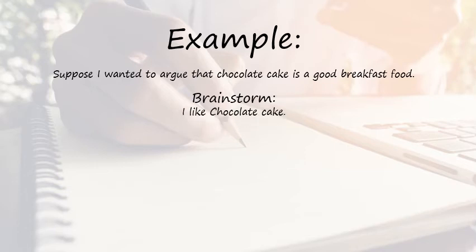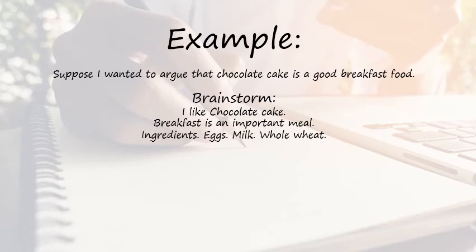Well, I like chocolate cake. Breakfast is an important meal, and you're more likely to eat a meal if you actually like what you're eating, right? So you have good ingredients in chocolate cake, especially if you use like whole wheat flour, raw sugar, real milk, good eggs, those are healthy. I mean, nobody would criticize me for eating eggs and toast and a cup of milk for breakfast. Why not chocolate cake? Cocoa's good for you. We can talk about that one as well, right?